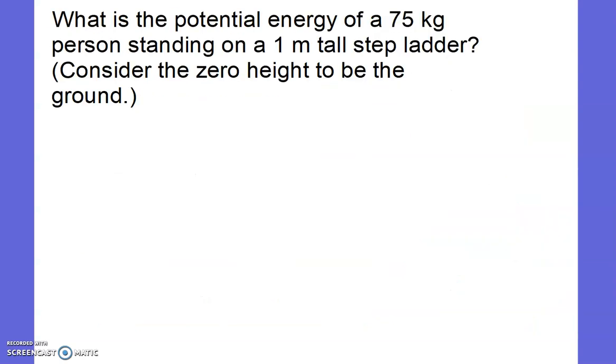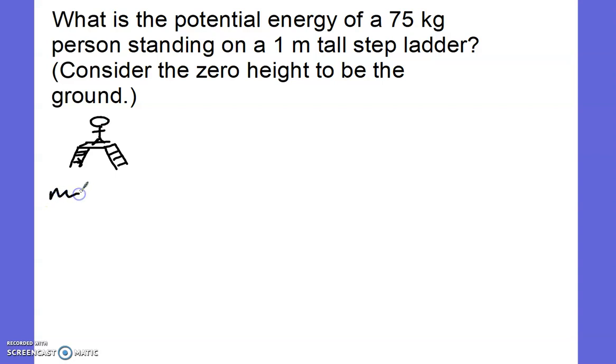Let's illustrate potential energy through a problem. Here we are asked, what is the potential energy of a 75 kilogram person standing on a 1 meter tall step ladder? Again, we're going to call the zero height to be the ground, the bottommost portion. We start by drawing a picture. 1 meter up, by the way, is about the height of a table. 75 kilograms, if you double that, 150 pounds. It's a little more than that, so it's going to be around 160 pounds. It's a little more than double.